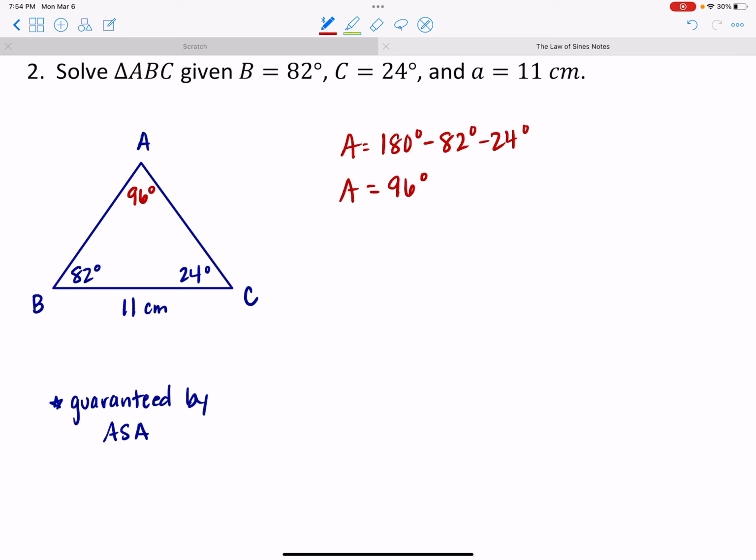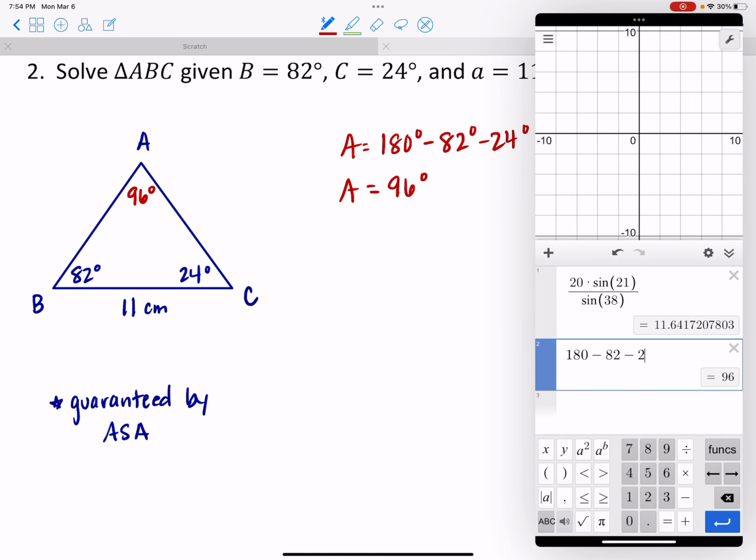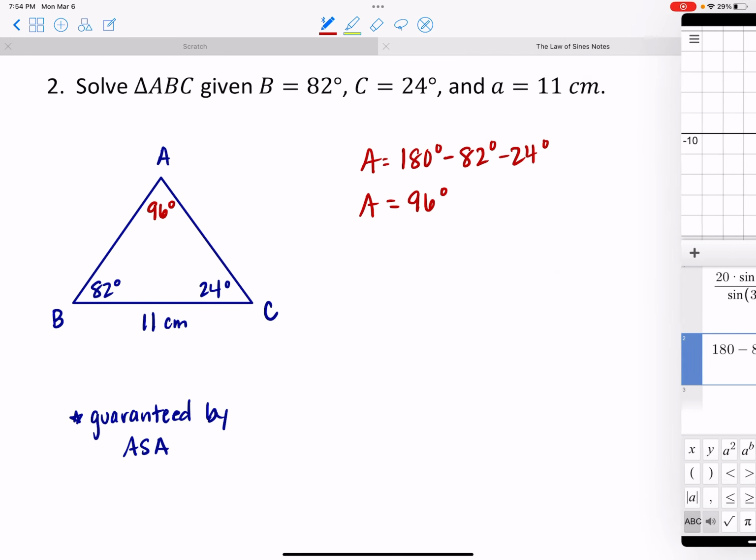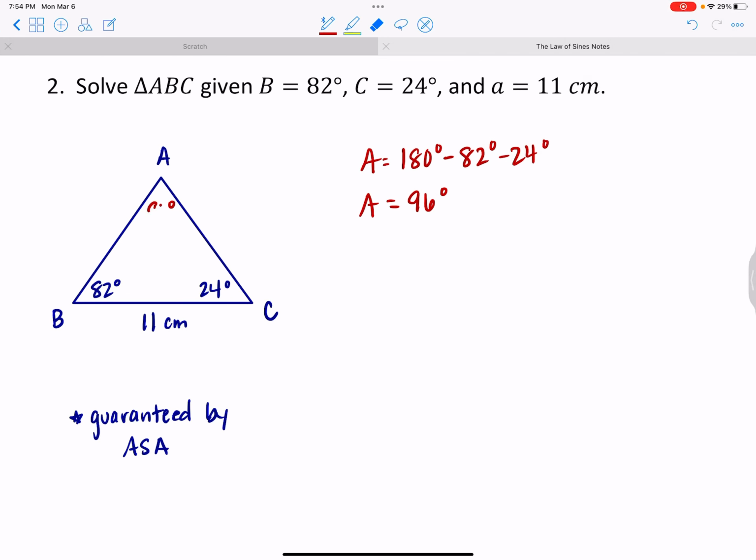Hold on a second. I'm like, that doesn't feel right. Those angles are adding up to too much. And that's because I typed in a 2 and not 24. Goodness. I'm hoping you were screaming at me on the other side of this screen. 96? I'm like, no way. The correct answer is 74. I swear I can use a calculator. Okay, 74 degrees. That feels better. 180 minus 106 is 74. Yeah. Okay, so now I have all three of my angles.